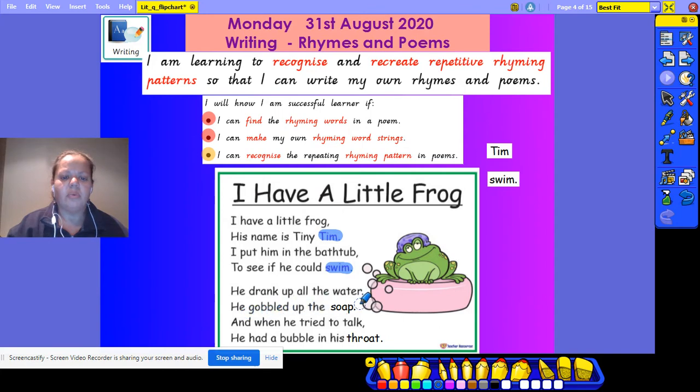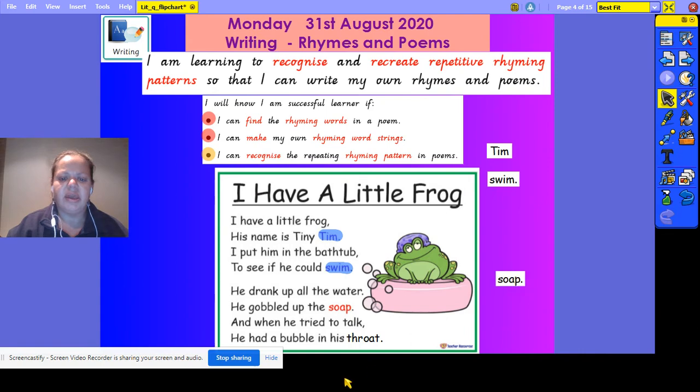Let's have a look at the next part of the poem. He drank up all the water, he gobbled up the soap, and when he tried to talk, he had a bubble in his throat. Okay, so what I think is supposed to sound here is soap and throat sounds quite similar. So they are supposed to be our rhyming words in this poem. Okay, so they have been coloured in the same colour, soap and throat. Have a little think, where do you see the rhyming words in a poem? Is it at the beginning of the line or the end of a line? If you said at the end, that is right. Most of the time in poems, the rhyming comes at the end.